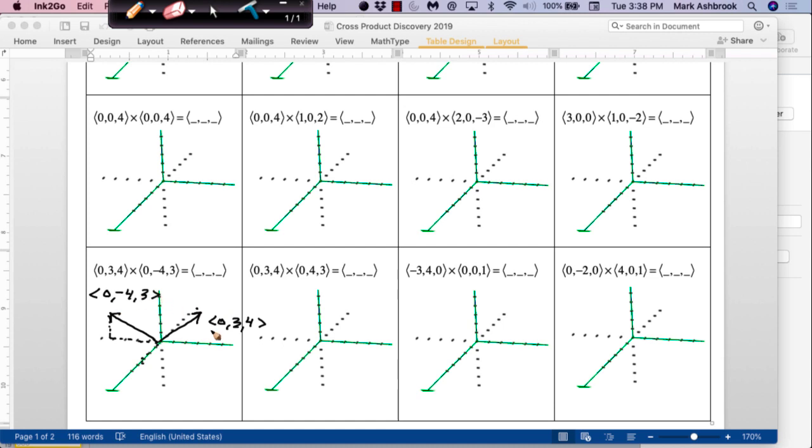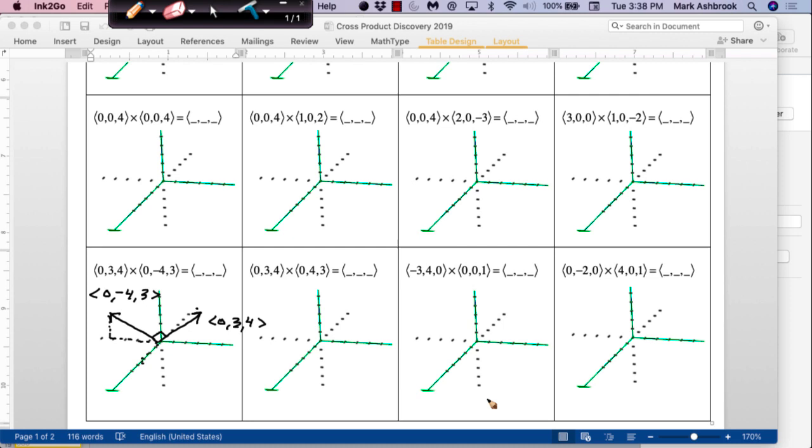Are these two vectors orthogonal? Yes, they are. They're both in the YZ plane, and how do you know they're orthogonal for sure? Dot product is 0. They're both in the YZ plane, so they're both in the plane of the screen, or the plane of your page. And since their dot product is 0, they're orthogonal. What's the magnitude of the cross product going to be?